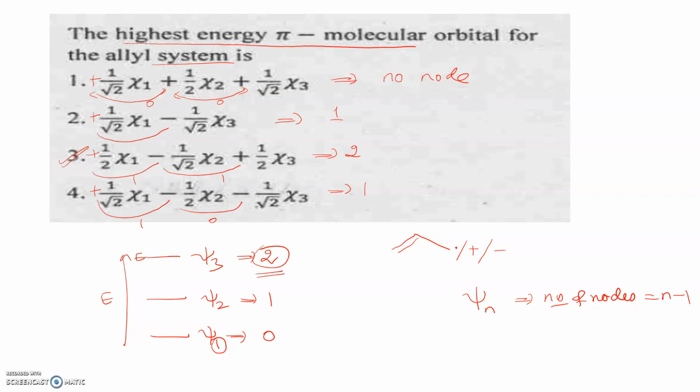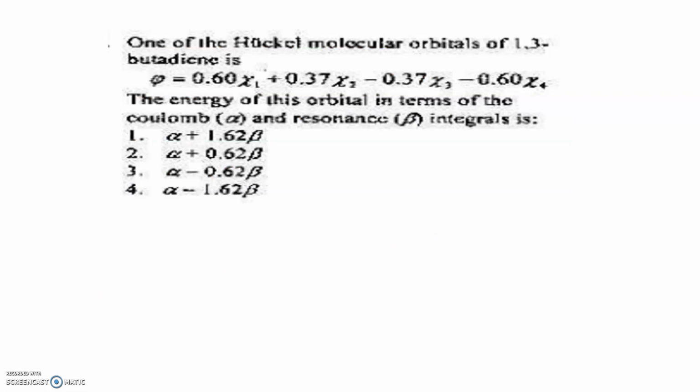Next question. One of the Huckel molecular orbitals of 1,3 butadiene is given. The energy of this orbital in terms of Coulomb alpha and resonance beta integral is. Participants, you try to remember this. This is very important. The energy for the ground molecular orbital is alpha plus 1.618 beta in the case of 1,3 butadiene.